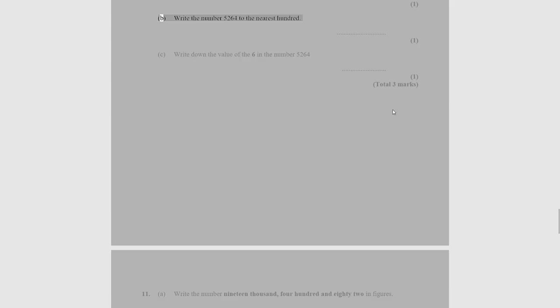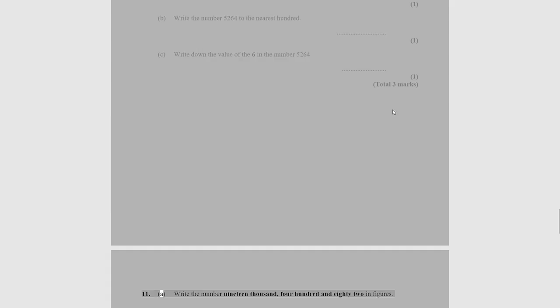10a. Write the number 5264 in words. 10b. Write the number 5264 to the nearest hundred. 10c. Write down the value of the 6 in the number 5264. Total 3 marks.